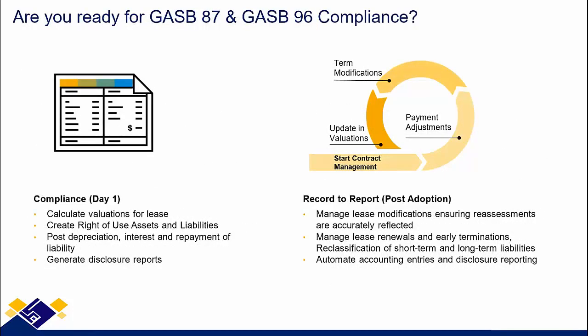So now, having understood what GASB 87 and 96 mean, what exactly are you supposed to do? On the left-hand side of the screen, we have what you need to do on day one of the compliance. Basically, all the leases that you have, whether they are a lease in or a lease out, you have to calculate the valuation for the lease. You will have to calculate the right of use asset and the liabilities. You will have to come up with the cash flow for depreciation, the interest, and the clearing entries, as well as generate the disclosure report.